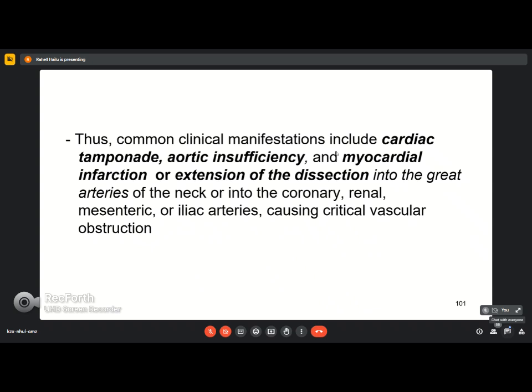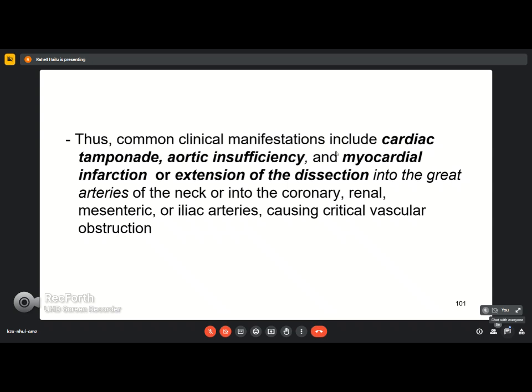So common clinical manifestations include cardiac tamponade. Cardiac tamponade is basically when there is a massive fluid accumulation within the pericardial space between the visceral and parietal pleura. There is a space associated with hemorrhage, and as it expands, it compresses the ventricular wall, a kind of mechanical obstruction to the heart muscles. So cardiac tamponade is a major manifestation.